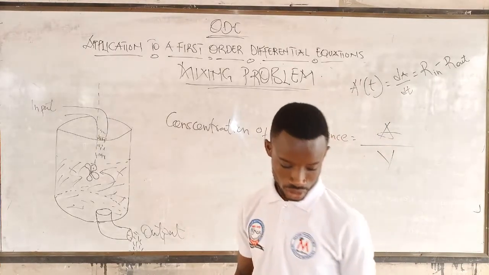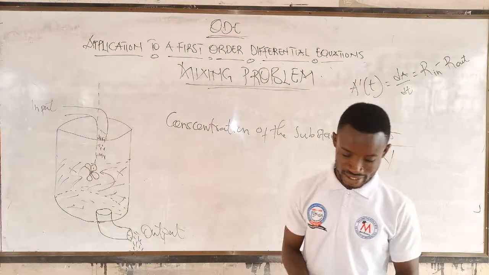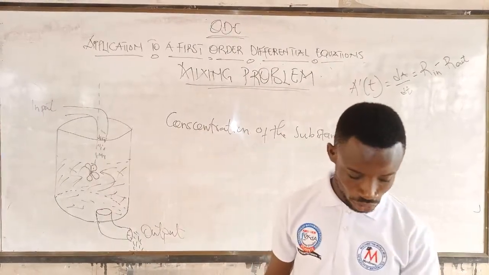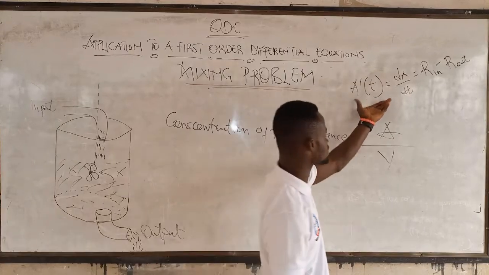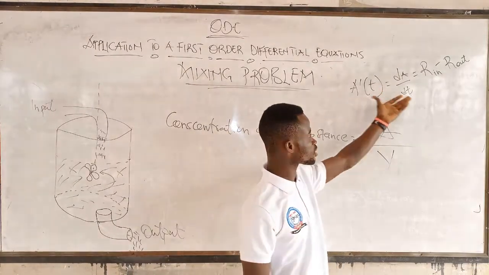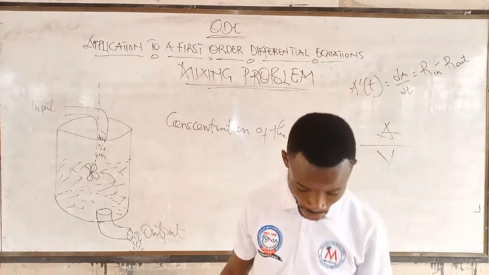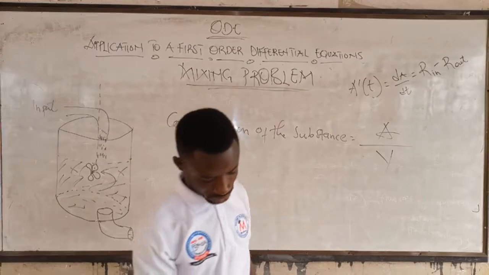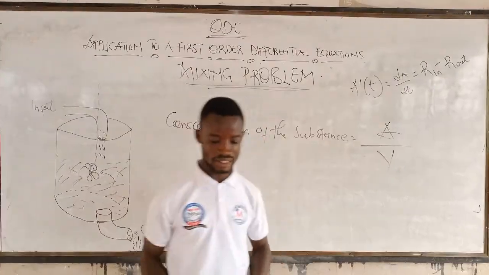Now that this is clear, we can move on to solve some questions. But always don't forget that the rate of change of the amount of substance is equal to the inflow rate minus the outflow rate. So let's look at some questions.